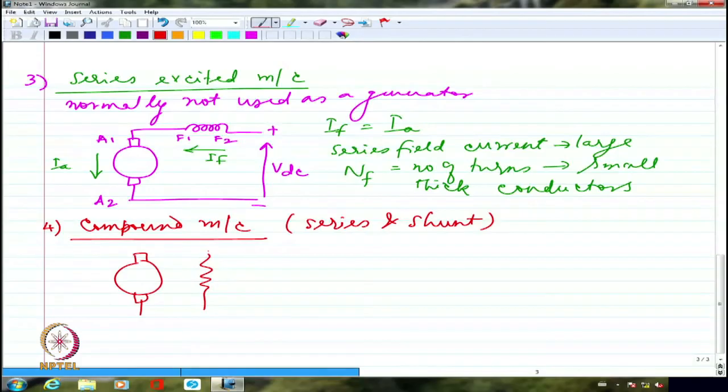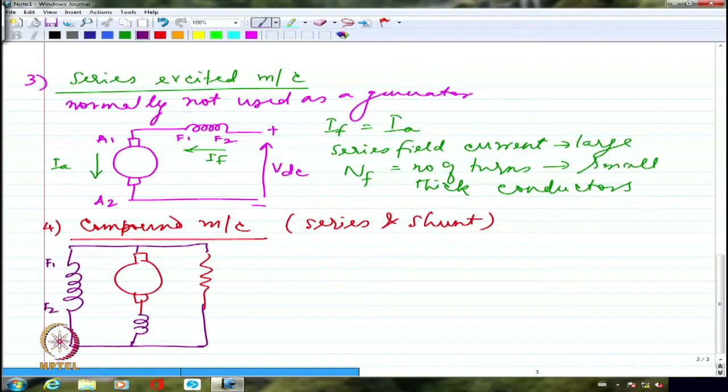Okay? So if it is a compound machine, I am going to have a series field and a shunt field. Both. So I am showing both of them, and then they are connected like this. This is how it is. Right? So let me call the shunt field F1, F2. Maybe even here let me change this to FS1 and FS2 to show the series field. So let me write this as FS1 and FS2. This is the series field. And this is going to be the load. And this is of course A1 and A2.